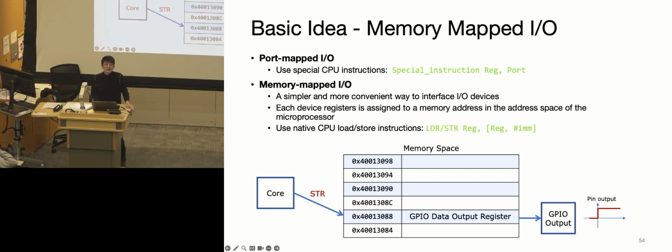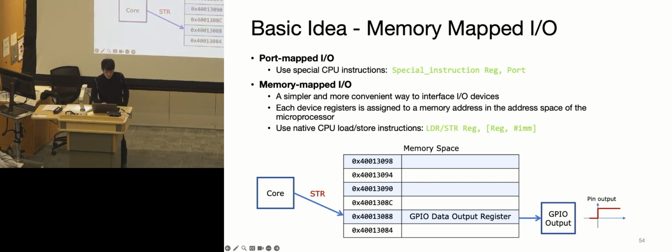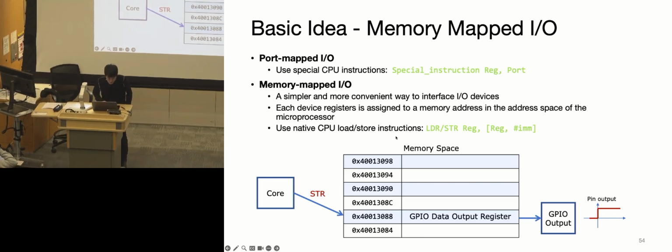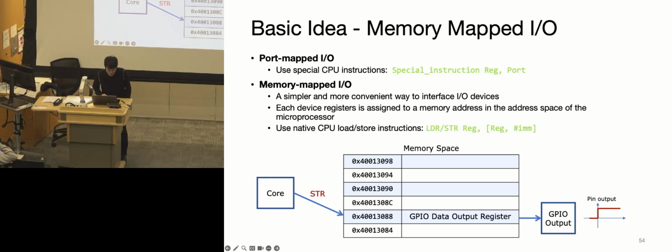For memory maps, input and output, you said that each device register is assigned to a memory address in the address space of the microprocessor. It's not the address space of the core, right? It's like another region of the microprocessor.